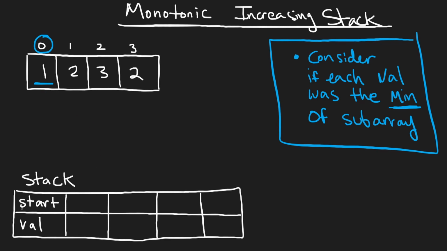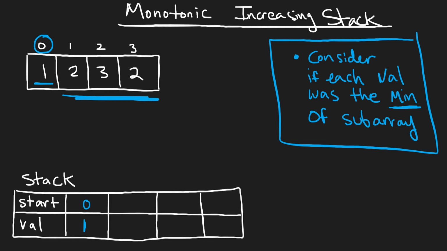So we're going to say, okay, what value are we adding to the stack? We're adding 1. Okay, what was the start position of that value? It was at index 0. Great. And as you can see, our stack is so far in increasing order. So we're just going to go ahead and continue to add values. Remember, an increasing stack is what we want.